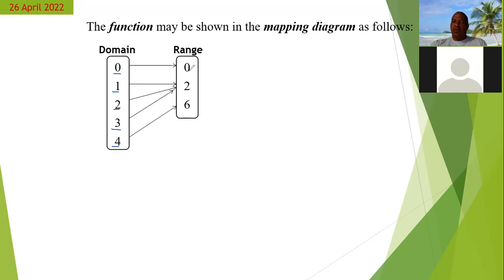So yes, this would be a function because based on the definition, each element in the domain must only map onto one element in the range. It didn't say that different elements in the domain can map onto the same element. It did not say that. It only says that each element must only go to one in the range. Is that clear, guys?